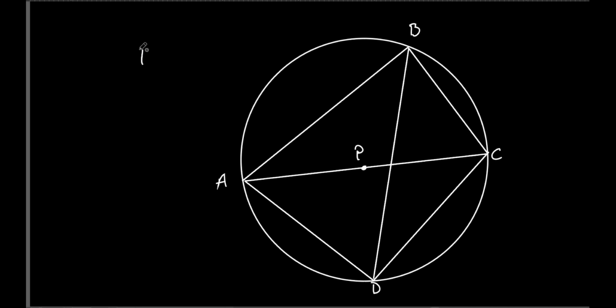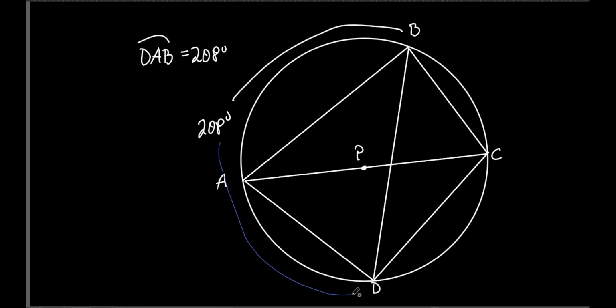Again, I'm just going to set it up. So they tell you this. This is the only thing they tell you. They tell you that arc DAB is 208 degrees. Where's DAB? There's D, there's A, there's B. So from here all the way around to here is 208 degrees. Everybody got it? Right? From there to there. That's 208. That's the only thing they tell you.